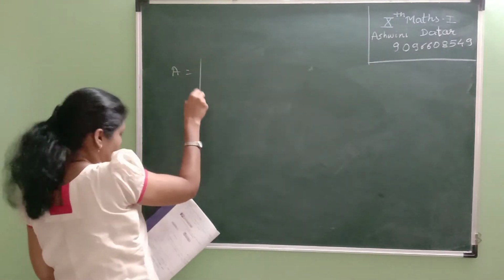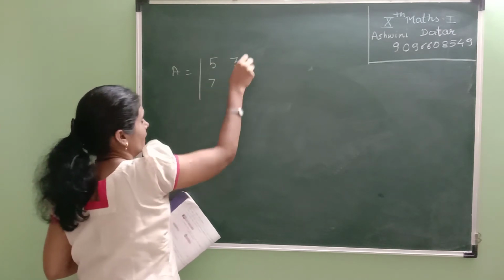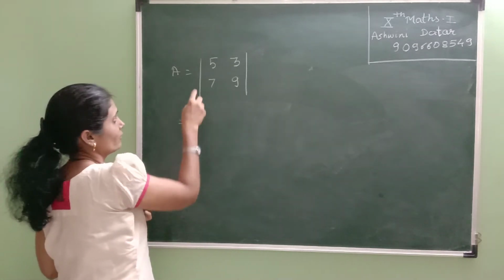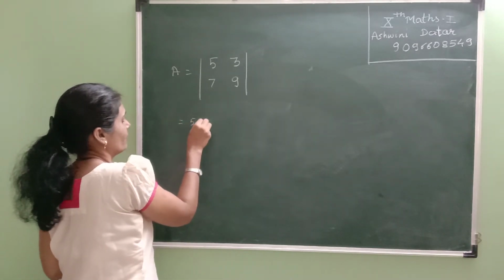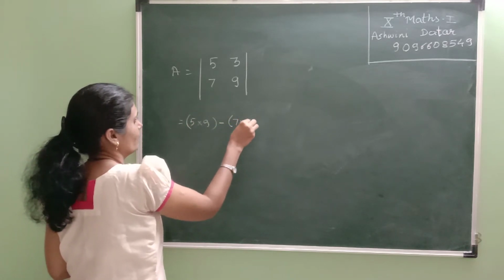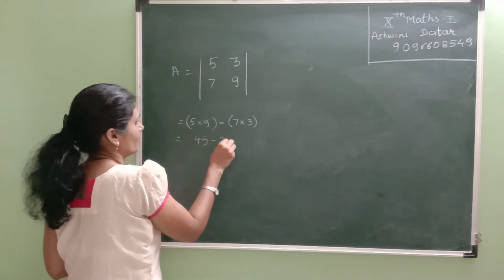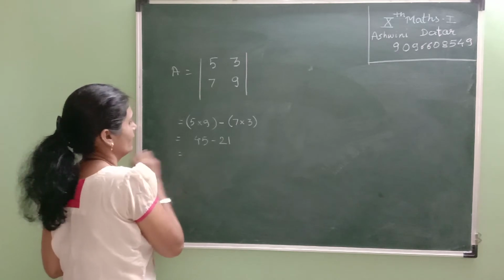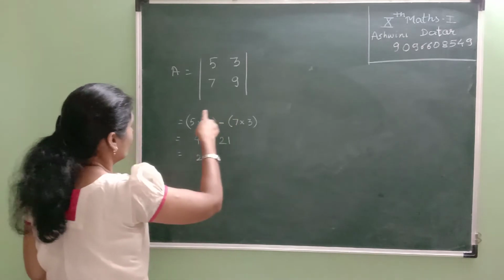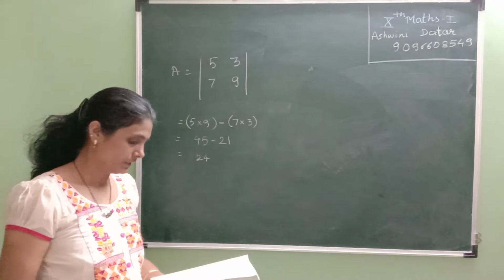Determinant A, 5, 3, 7, 9. Solve this determinant. The value of this determinant is going to be 5 into 9 minus 7 into 3. That is 9 5s are 45 minus 21, 7 3s are 21. This comes out to be 24. So this determinant has the value 24. Like this you can solve the determinants.